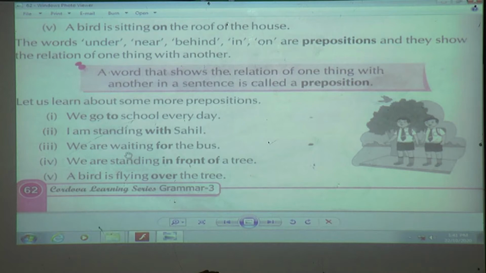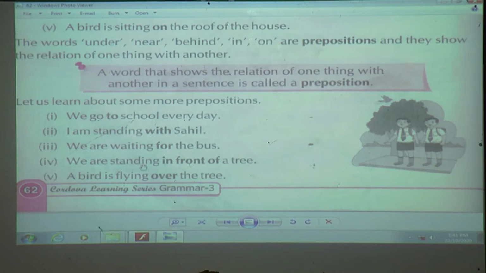We are waiting for the bus. So for is what? Yes, a preposition. Why? Because it shows why we are waiting. We are waiting for something. Yes or no? For the bus. So this has been related with the bus.